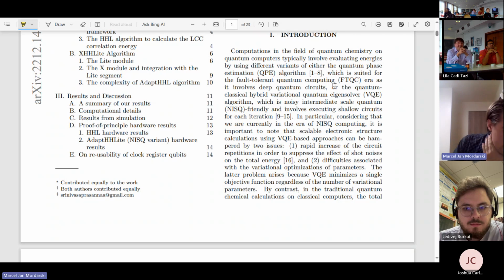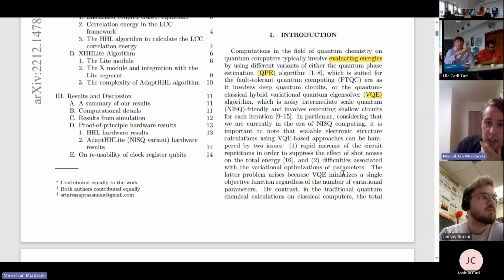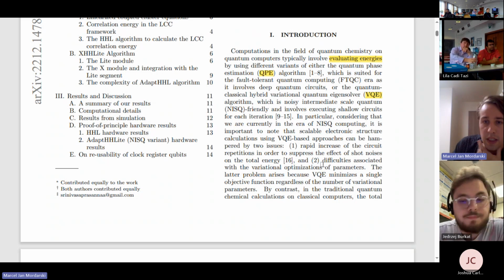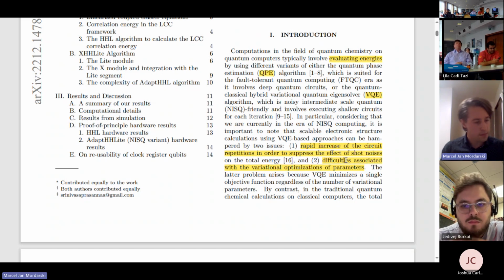So obviously the authors say that so far we've been using quantum computing for quantum chemistry to evaluate certain energies, be it through quantum phase estimation or variational quantum eigensolvers and similar algorithms. But obviously there are some problems that the authors indicate, like the rapid increase of circuit repetitions in order to suppress the effect of shot noise on the calculations that we do. And also difficulties associated with the variational optimization of parameters.